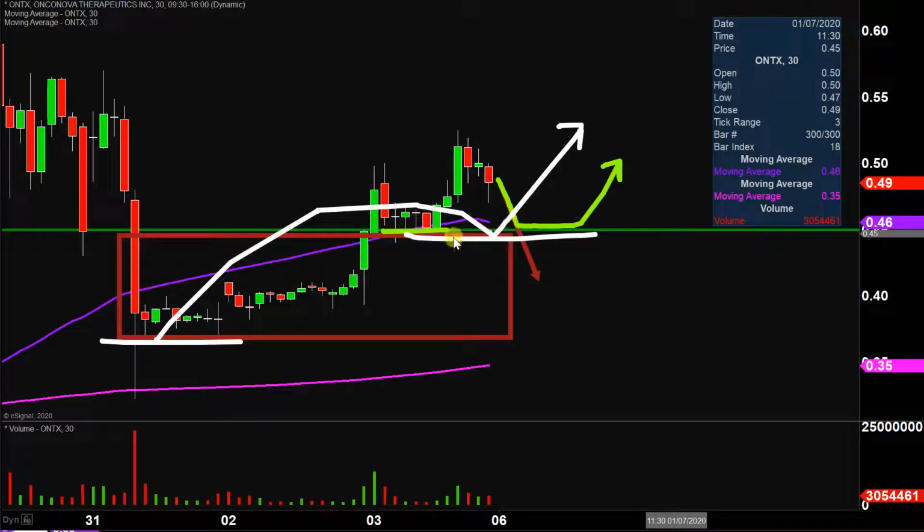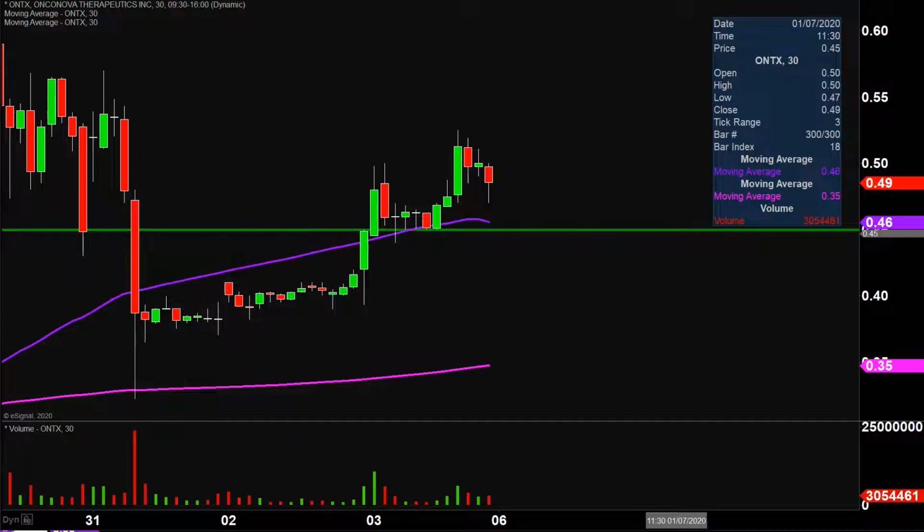But again, if the price were to fall back in that range, not the end of the world. Now, that's much different than if the price breaks below this level and then just continues on down and breaks down through the 200 period moving average, which is that pink line there at 35 cents. But like I said, a break of 45 by no means is the end of the world.